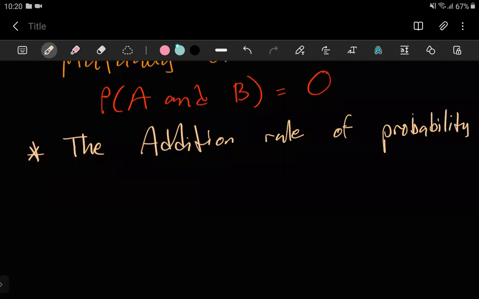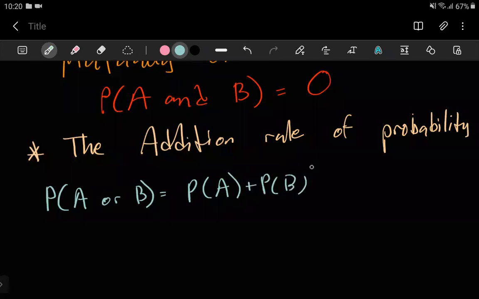So the addition rule of probability is also a formula that's on your formula sheet, fortunately. It will tell you that the probability of something or something else is going to be equal to the probability of that first something plus the probability of the second something minus the probability of A and B.